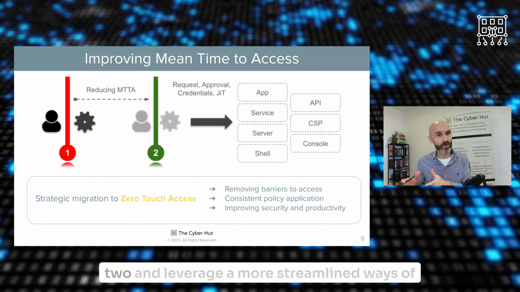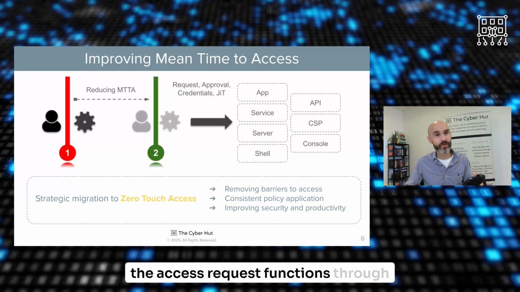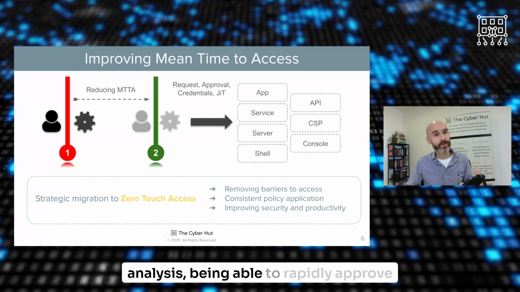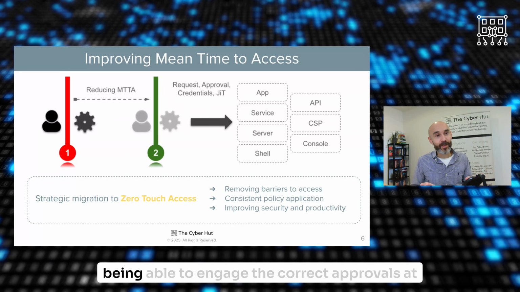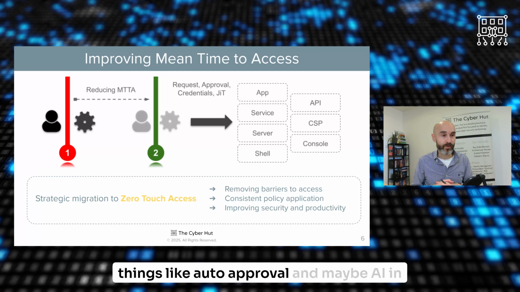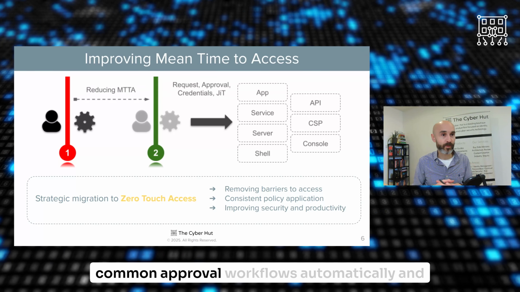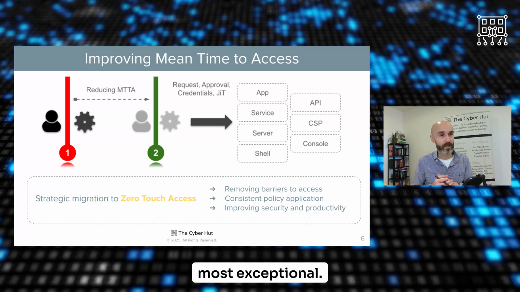between sort of point one and point two, and leverage more streamlined ways of accessing those downstream systems, improving the access request functions through recommendations, through past behaviors, through other team members and peer analysis, being able to rapidly approve requests or integration with sort of ChatOps world there, whether it's Slack or other, and being able to engage the correct approvals at the right time, perhaps even leveraging things like auto approval and maybe AI in that world where we can amplify and handle common approval workflows automatically and only introducing human in the loop during the most exceptional approval processes.